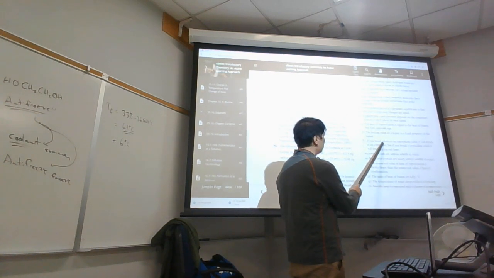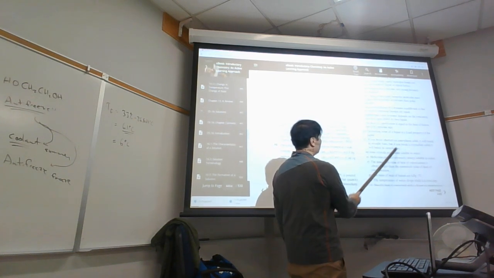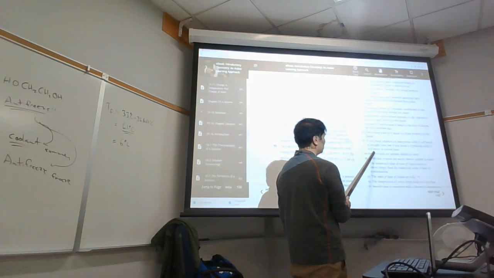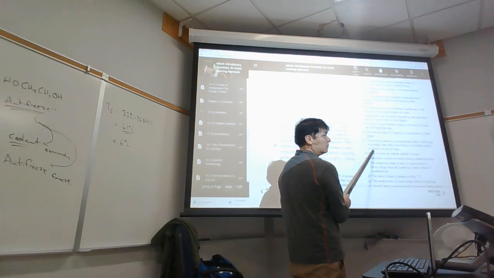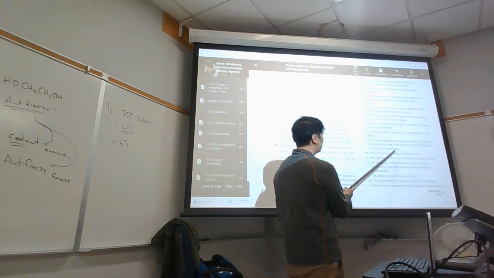If you shatter an amorphous solid, it will break in straight lines. But if you break a crystalline solid, it will break in curved lines. That's false. The opposite.